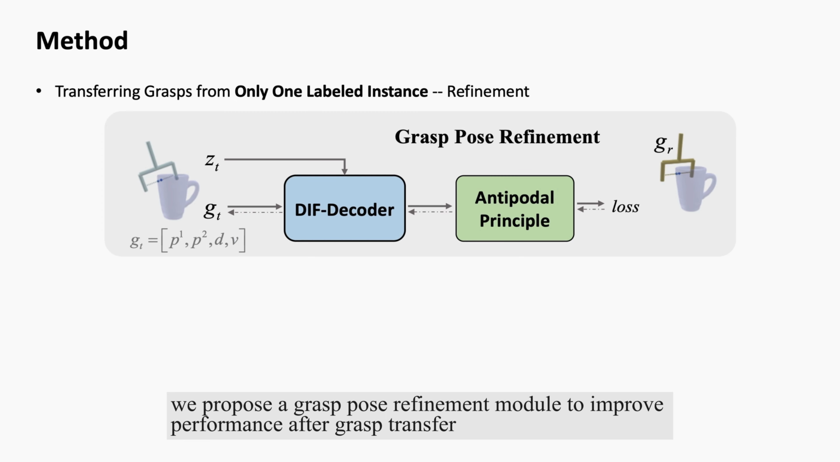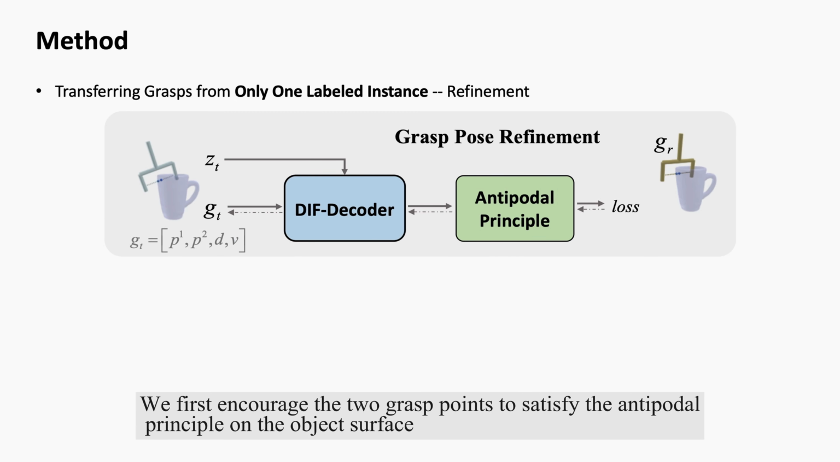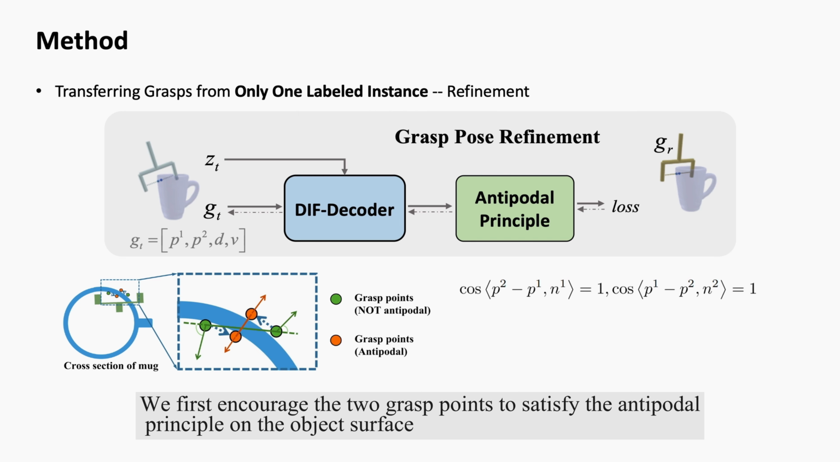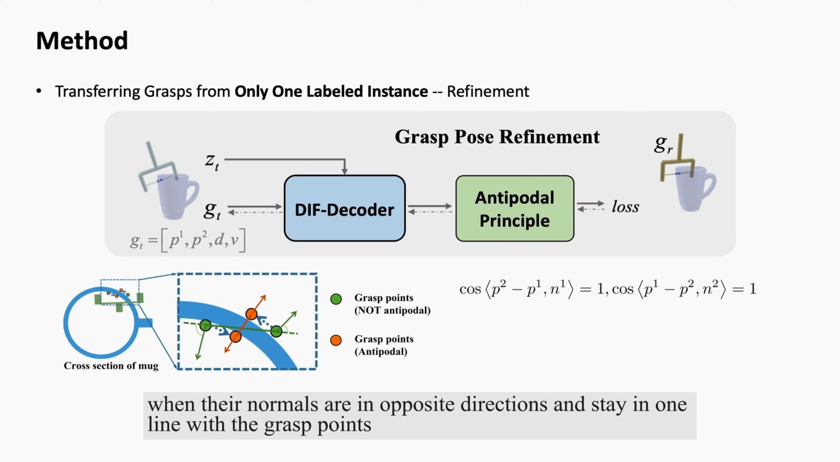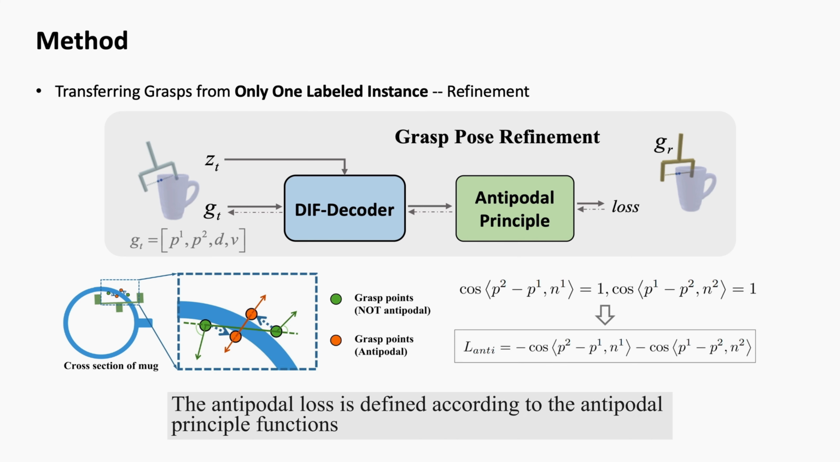Therefore, we propose a grasp pose refinement module to improve performance after grasp transfer. We first encourage the two grasp points to satisfy the antipodal principle on the object surface. For the two-finger grasping problem, the grasp points are antipodal when their normals are in opposite directions and stay in one line with the grasp points. The antipodal loss is defined according to the antipodal principle functions.